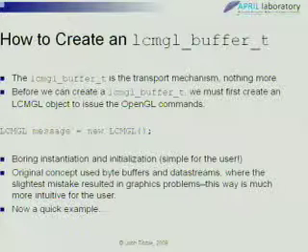An LCM GL Buffer T is actually the transport mechanism, nothing more. Before we create one to send to the iPod, we must first create an LCM GL object to issue the OpenGL commands to. And as you can see, it's very straightforward. It's very boring instantiation and initialization, which makes it very simple for the user to implement. It was originally implemented using byte buffers and data streams, where the slightest mistake could result in graphics problems. But this new way is much more intuitive. Now for a quick example.